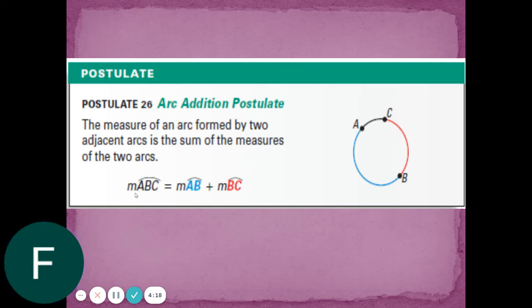Also notice that the major arc ABC tells you exactly how to identify the arc on the circle. So you're going to start at A, go through B, since B is the second letter, and end at C, since C is the last letter in the name of that arc, which is major arc ABC.